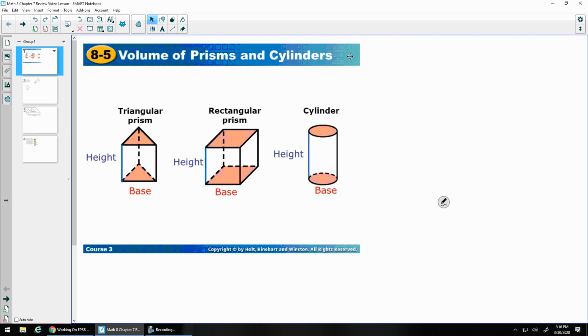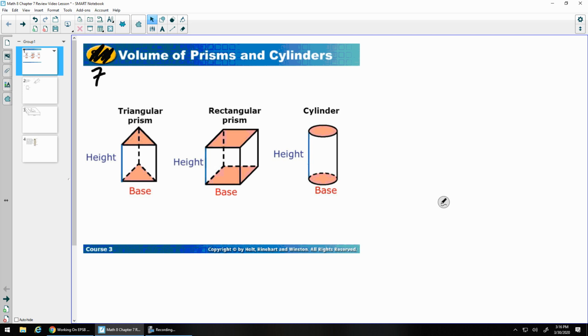And we'll be going over what we learned in Chapter 7. So this says 8, but for us it's Chapter 7. Volume of prisms and cylinders. These three shapes are all that you needed to learn how to find the volume of.